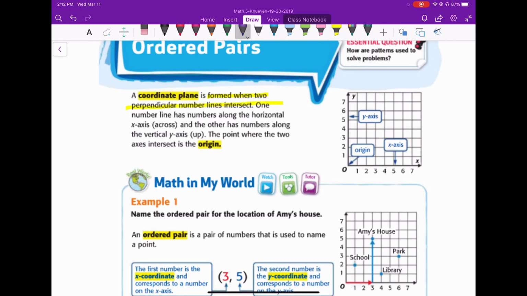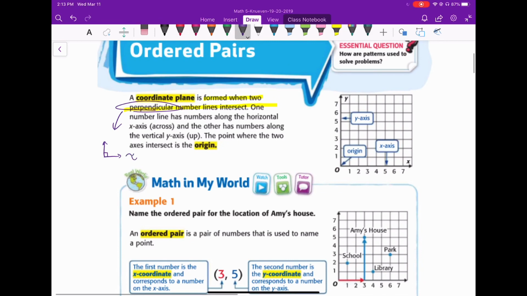Now, perpendicular, let's break down what that means. Perpendicular is when you have a line that meets another at a 90-degree angle. So one number line has numbers along the horizontal axis, that's x, and then we have the other on y, and that's our vertical. So the point where the two axes intersect is the origin. So that point right here down in the middle of where these two lines meet is the origin because it's where both axes originate from, the origin. So you can see all of this over here.